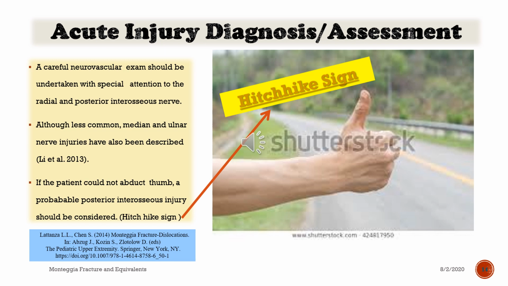A careful neurovascular exam should be undertaken with special attention to the radial and posterior interosseous nerve. Although less common, median and ulnar nerve injuries have also been described, Lee et al. 2013. If the patient cannot abduct the thumb, a probable posterior interosseous injury should be considered. Hitchhiker sign.